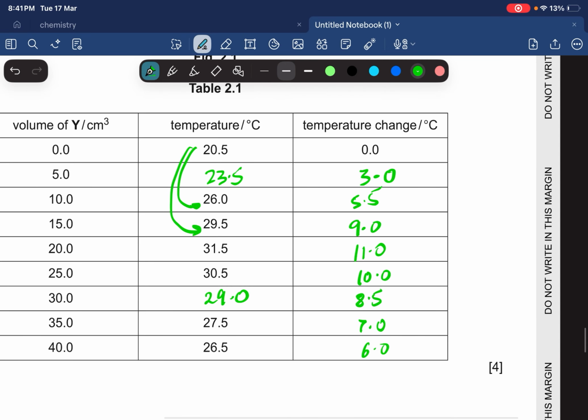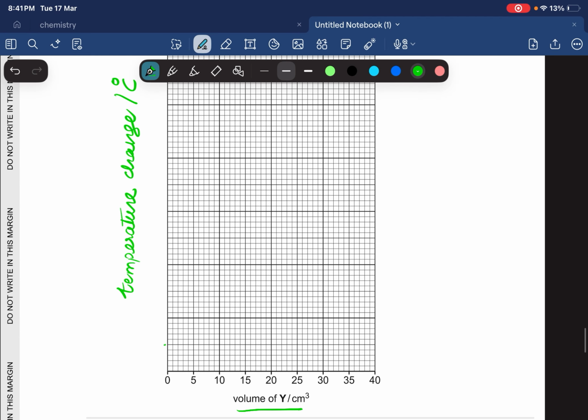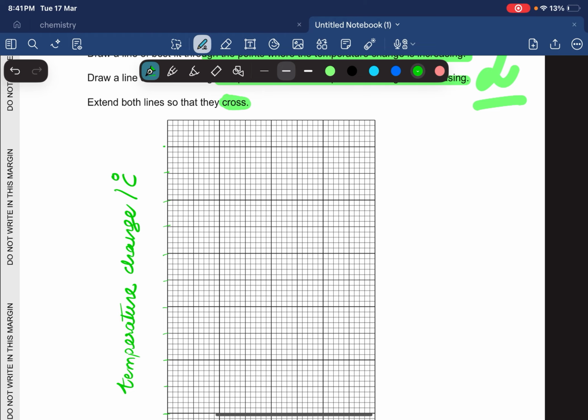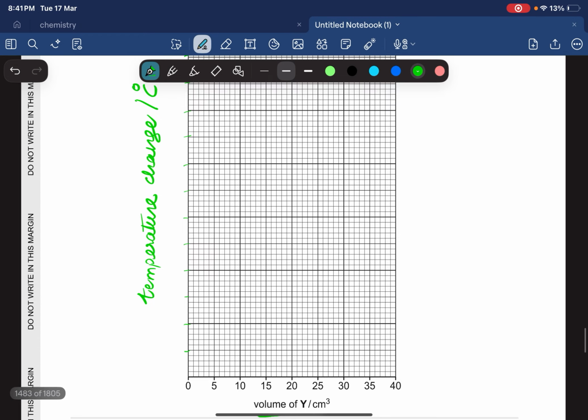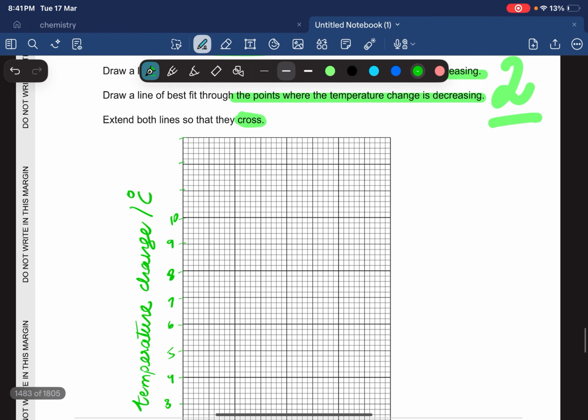Look at the highest value we have. Highest value is, I guess, 11, and the lowest is 0. So 0, 1, 2, 3, 4, 5, 6, 7, 8, 9, 10, 11, 12 and 13. I guess that's fine.